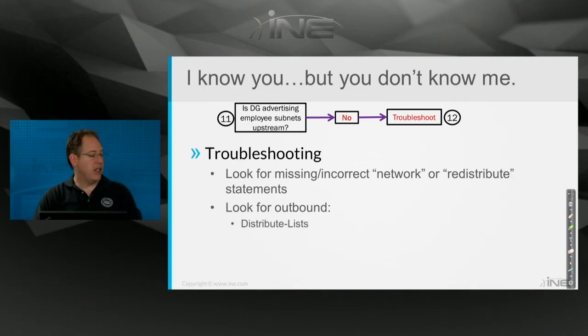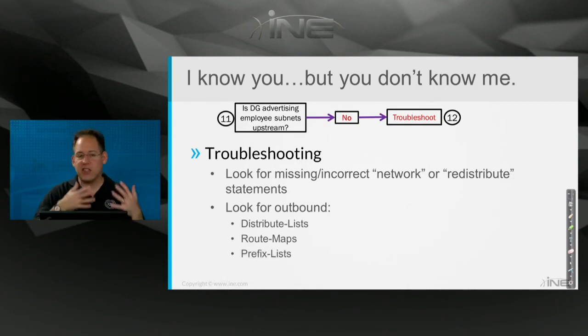They may have implemented an outbound distribute list. We talked about that in the previous video. That's a way of influencing your routing protocol and giving it permission to advertise certain things but not advertise others. Just like in the previous video, there could be some route maps that have been implemented or maybe changed a little bit, or some prefix lists. These are all ways of manipulating routing protocols as far as what they are allowed to advertise and what they are not allowed to advertise.